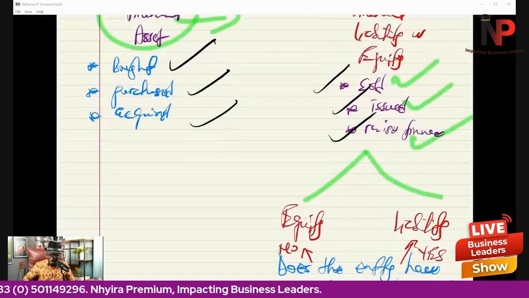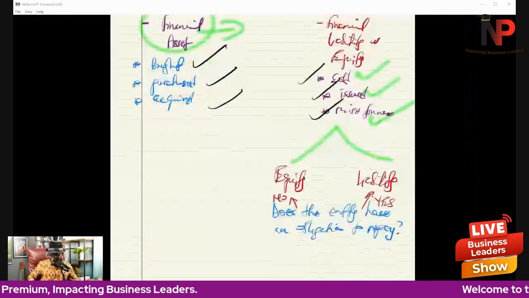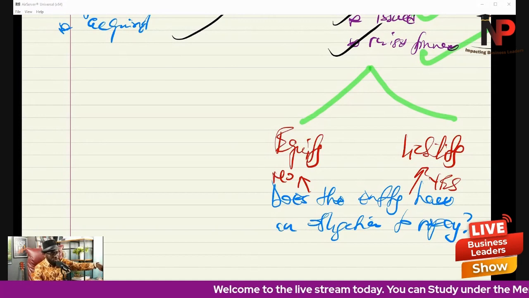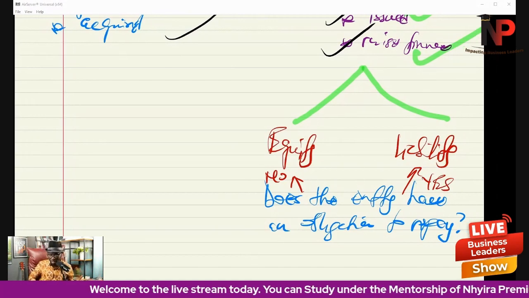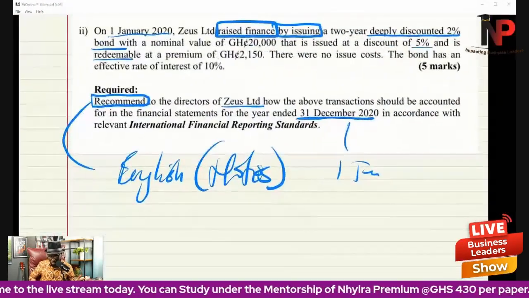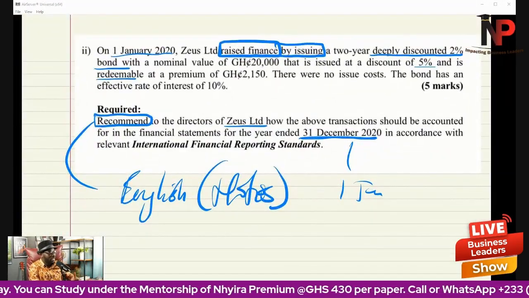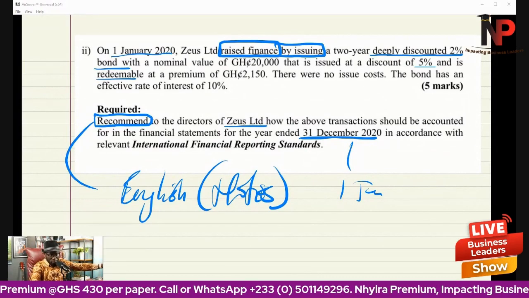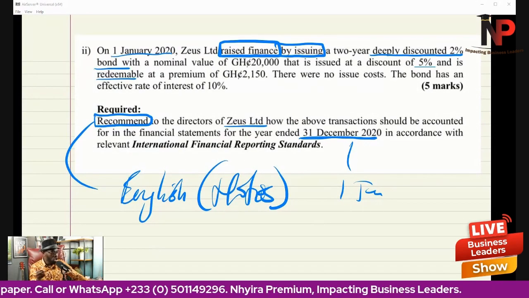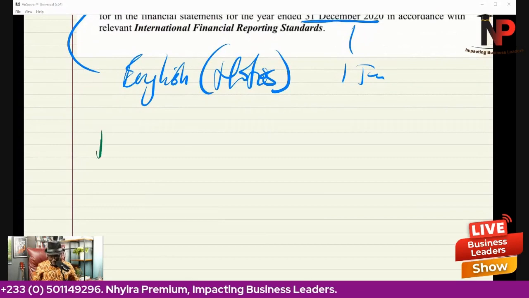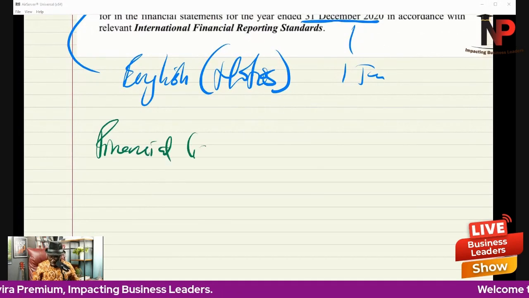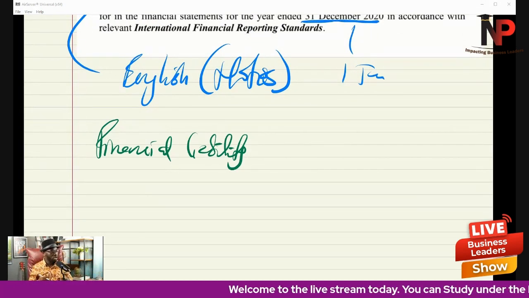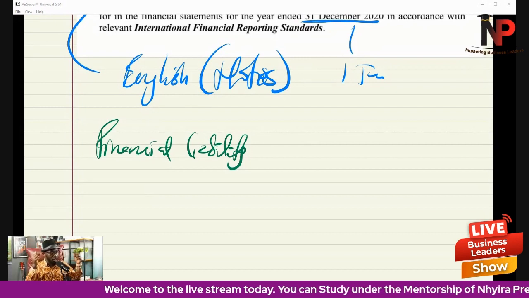So we said that once they have issued a certain instrument, we have to ask ourselves the question, does the entity have an obligation to repay? If no, it's an equity instrument. If yes, it's a financial liability. So look at the context of the question in relation to Zeus. We are being told that the entity has issued a bond, but the bond is redeemable at a premium. So since it is redeemable, obviously it means we are dealing with a financial liability. Why? Because it is redeemable. So it's a financial liability.